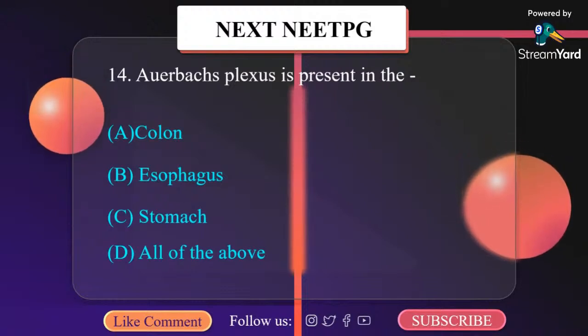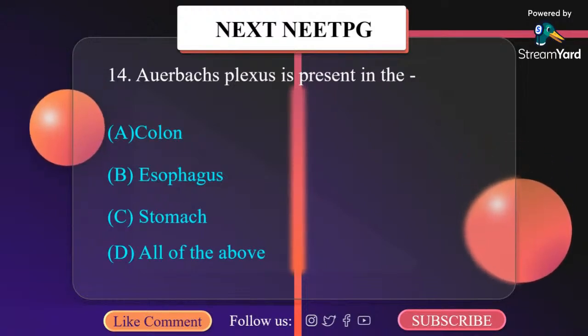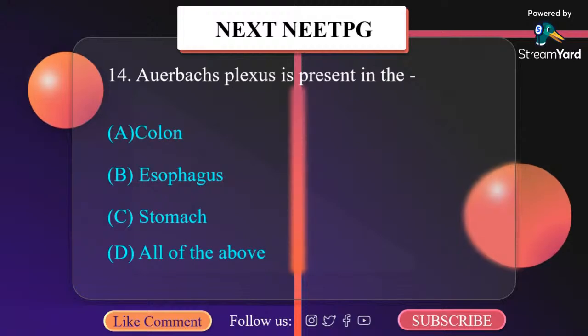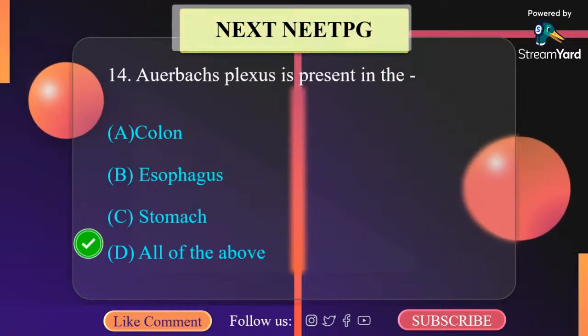Auerbach plexus is present in: A. Colon, B. Esophagus, C. Stomach, D. All of the above. The correct answer here is D, all of the above.